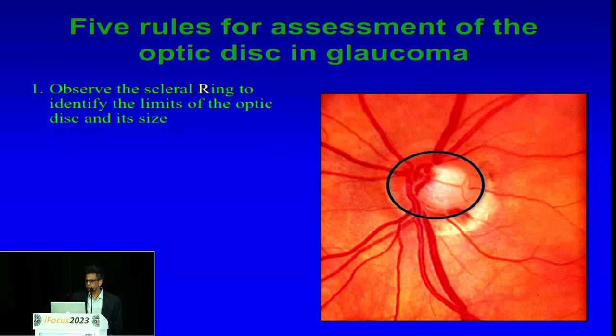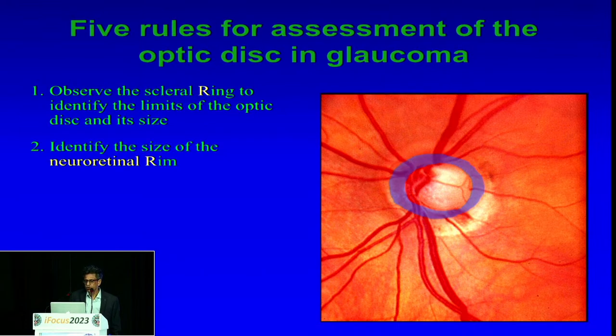You are looking at the margin of the disc. You are looking at the neuroretinal rim. So we keep talking about the cup, but the cup is not important. What is important is the neuroretinal rim. You can have a cup of 0.9 in a normal person, okay? So be very, very careful. It is the neuroretinal rim.